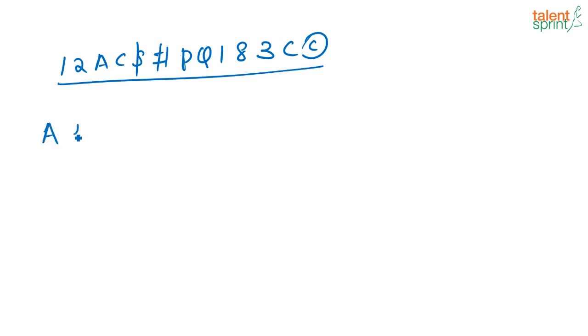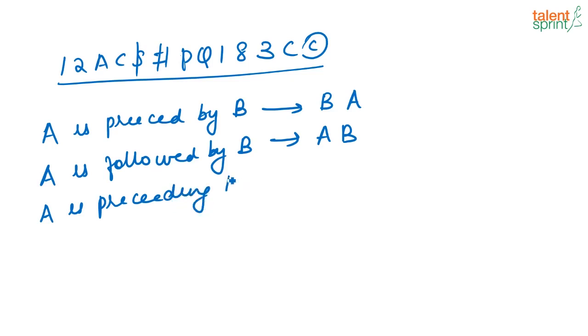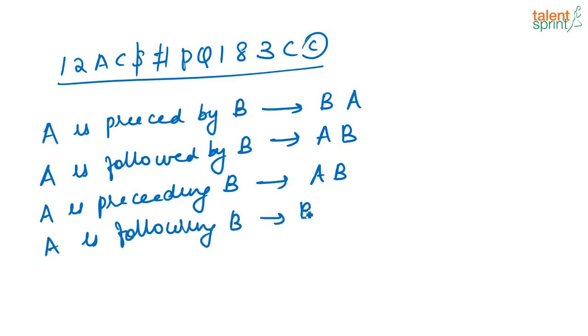See, if they are saying that A is preceded by B, what does that mean? A is preceded by B means before A, B is coming. Okay, before A, B is there. Similarly, if I say A is followed by B, means first A will come, then B will come. Again, A is preceding B. What does that mean? A is preceding B means before B, A comes. Similarly, if I say A is following B, means first B will come followed by A.